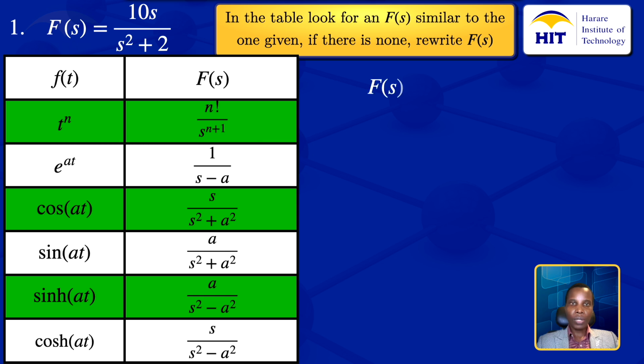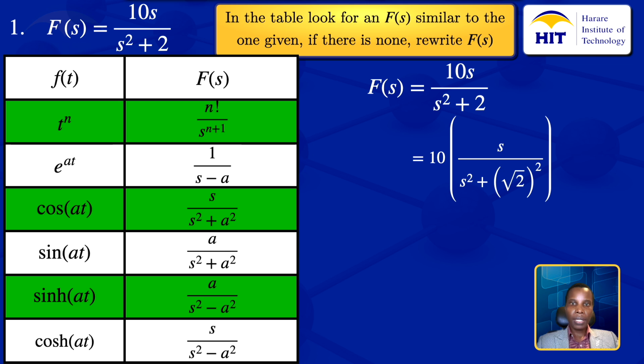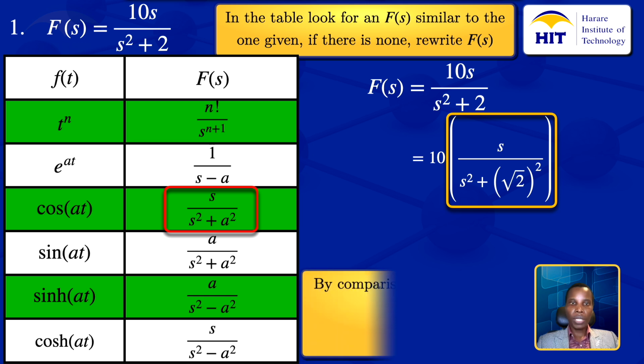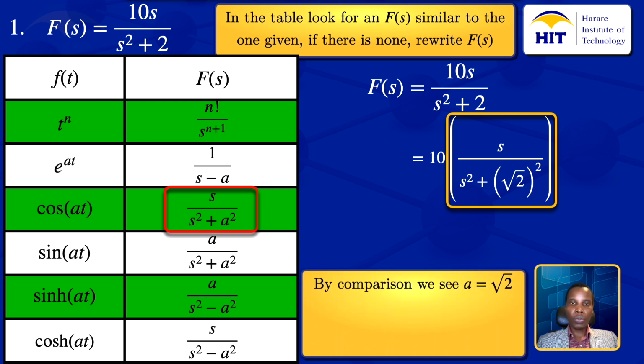So we can try to rewrite our F(s), which is 10s divided by s squared plus 2. But in this formula we just have an s, so we have to factor out the 10. When you factor out the 10 and write this 2 as a square, we have 10 multiplied by s divided by s squared plus the square root of 2 squared. The function we have here is now similar to the one in the table. By comparison, we see that a equals square root of 2.